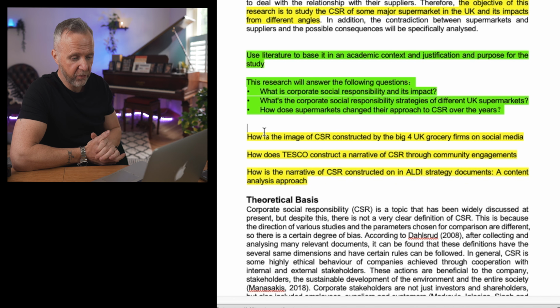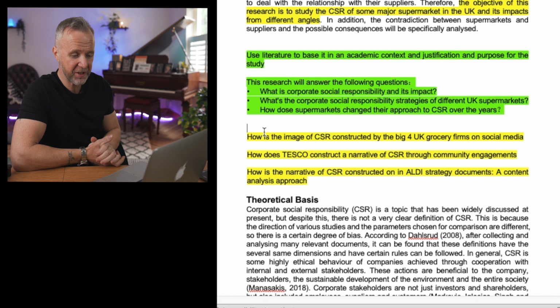How does Tesco construct a narrative of CSR through community engagement? So again, what we are doing, we are narrowing here to a specific company, a supermarket company, Tesco. We're again talking about the construction of a narrative, which is going to lend itself to theories that we might use about the construction of narrative. And then also we're finding a particular area of community engagement, so a particular type of CSR we're looking at there. Thirdly, how is the narrative of CSR constructed in Aldi's strategy documents, a content analysis approach?